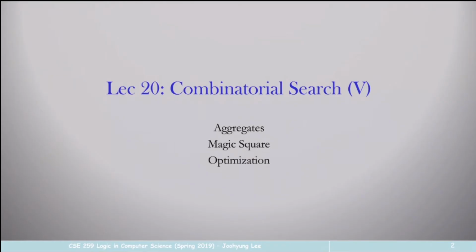All right, so we'll now talk about aggregate and magic square and optimization problems today. And this will conclude the answer set programming portion of this course.